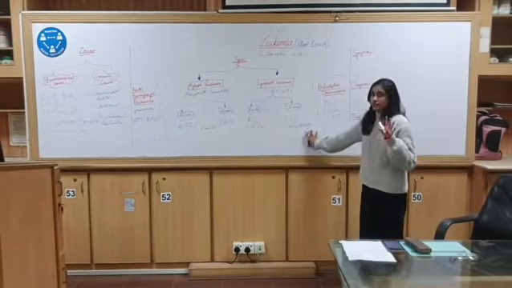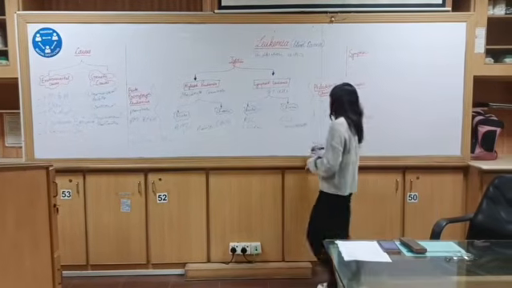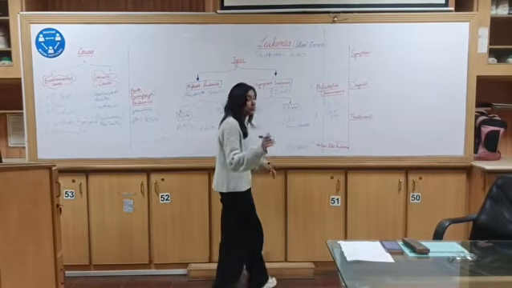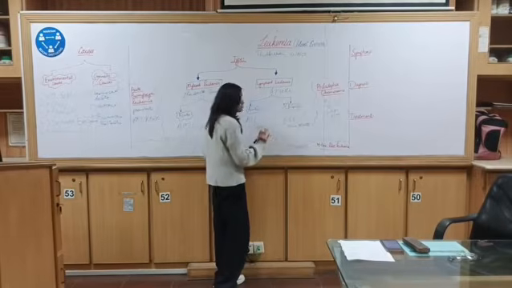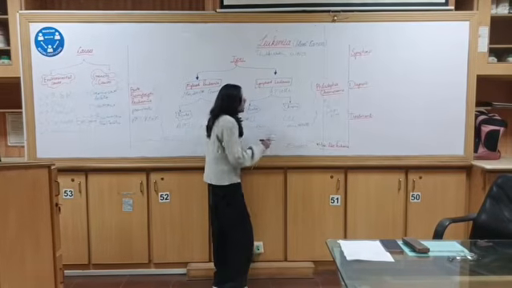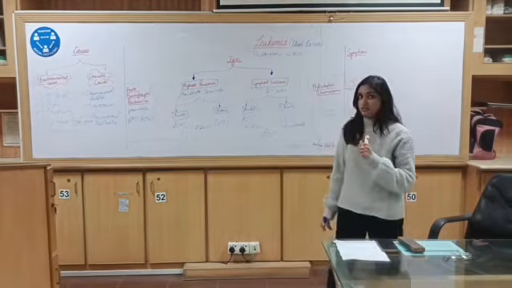CLL also has a unique type called hairy cell leukemia in which the B cells have hair-like projections around their cells. For example, if this is a B cell, it will have hair-like projections like these around it and it will cause the mutated division of the stem cells.